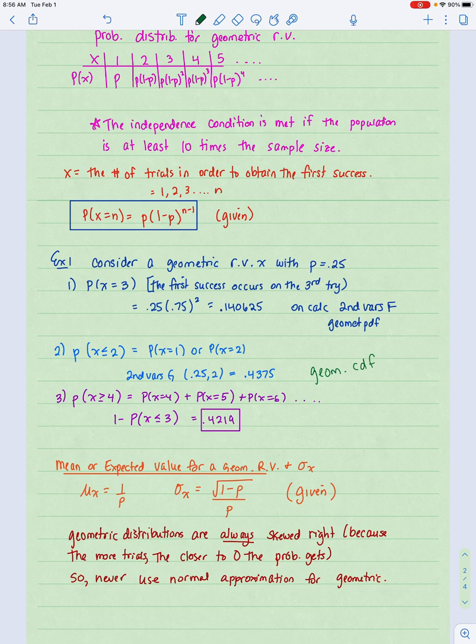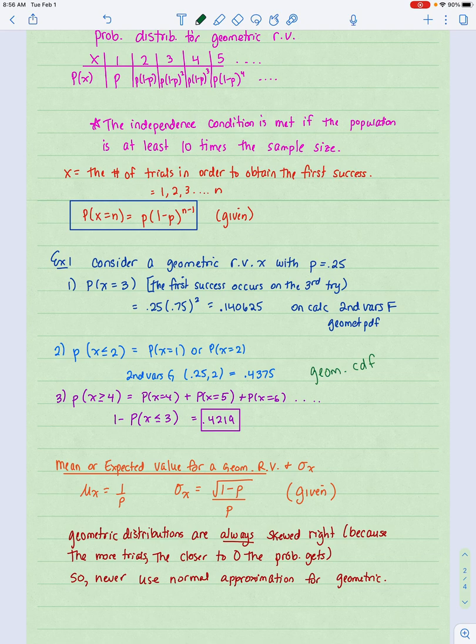Now, greater than or equal to 4 is a pain because it's greater than, and your calculator will only do cumulative from the bottom, just like with binom. So greater than or equal to 4, you'd have to do 4, 5, 6, and it would go on to infinity. So you can't actually add those all together. So you have to do the 1 minus.